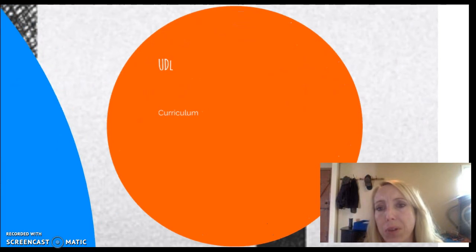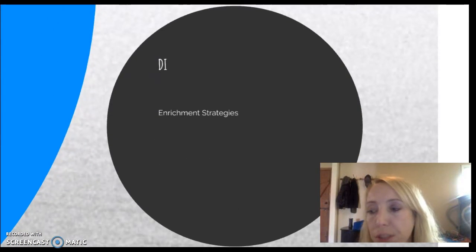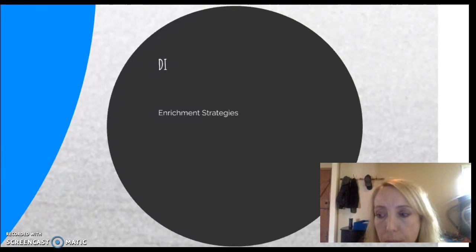UDL, you could do a curriculum extension, just expand on the information or the curriculum that is being taught. For DI, enrichment strategies, so we need to add instruction, make it more challenging, and provide small groups with peers.